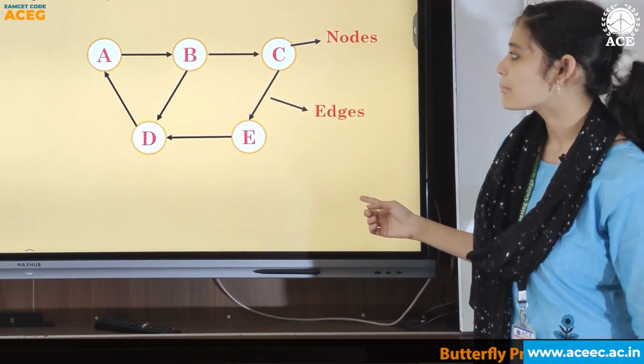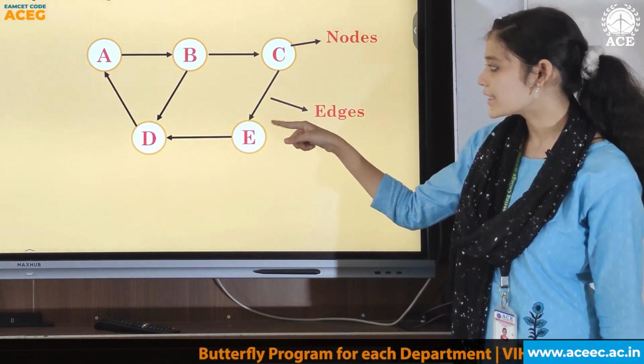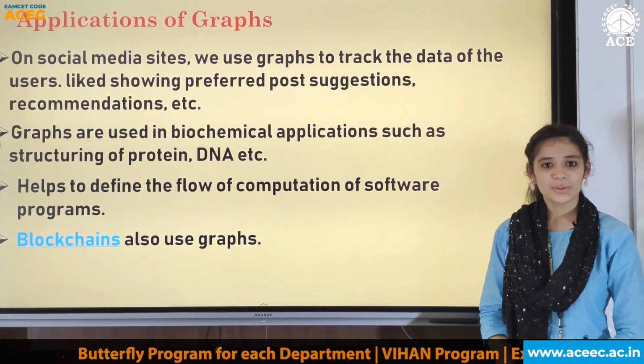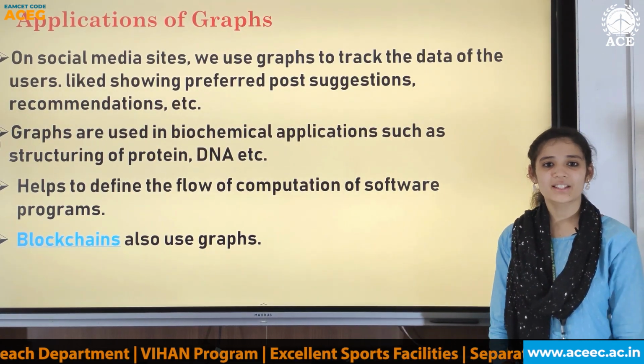So here is an example of a directed graph. Here A, B, C, D, E are nodes, and these are the edges. Graphs are used in social media applications, operating systems, and many other computer science domains.